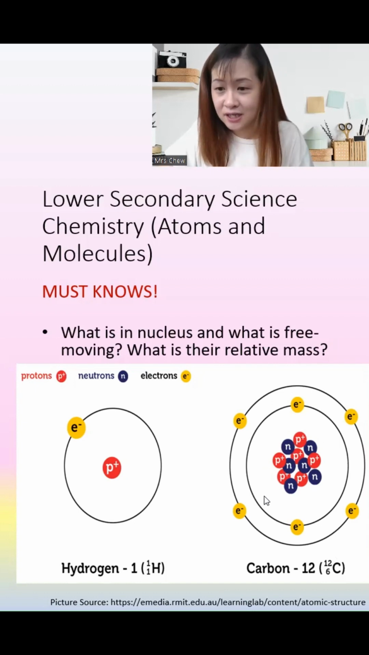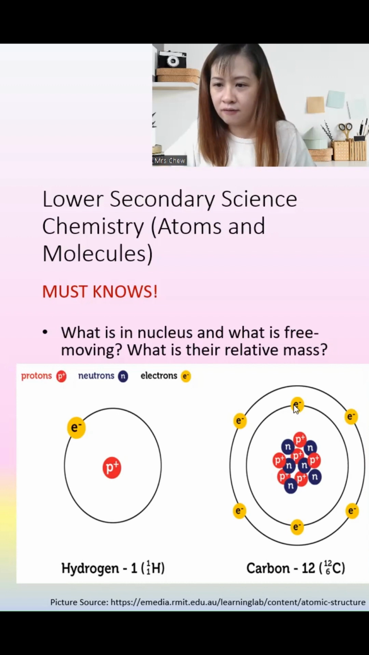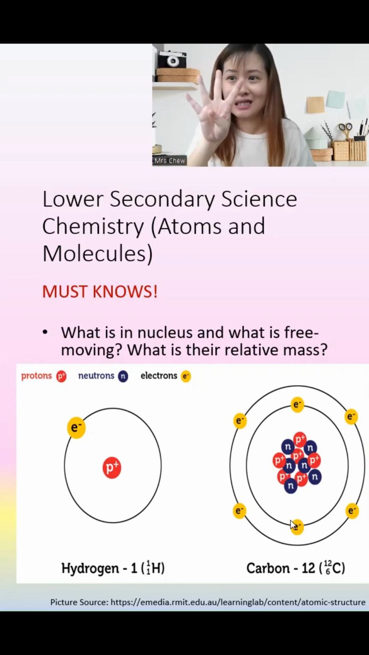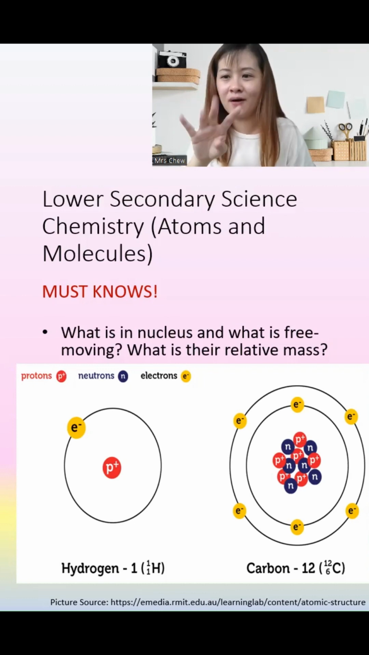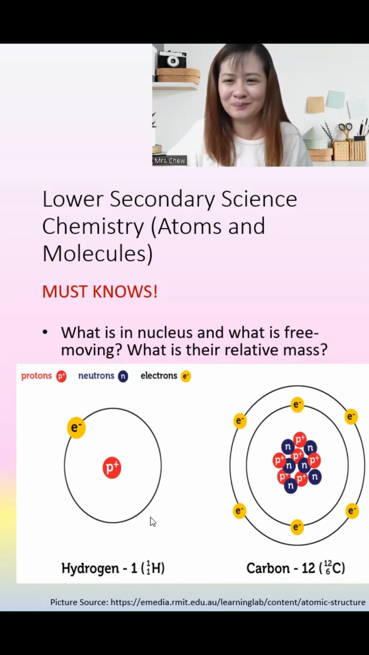So the first shell can only take 2 electrons. So we have 2 electrons, and 6 minus 2 is 4, and 4 will spill over to the second shell, and therefore the number of valence electrons for a carbon atom is 4, and hence carbon is in group 4 in the periodic table.